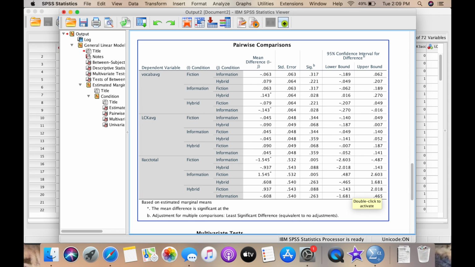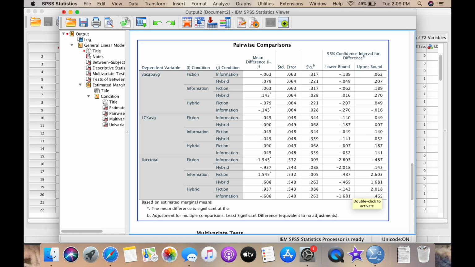We scroll down a little bit further to get to pairwise comparisons, and that's going to give us the difference between each group within each dependent variable. So specifically, is fiction significantly different than the information book? Is the fiction book different from the hybrid book? Is hybrid and information different? And so again, we're going to focus on the significance column here, and I'm looking for anything less than 0.05.